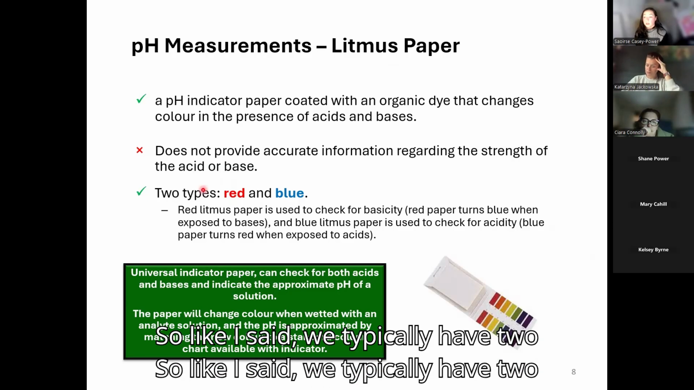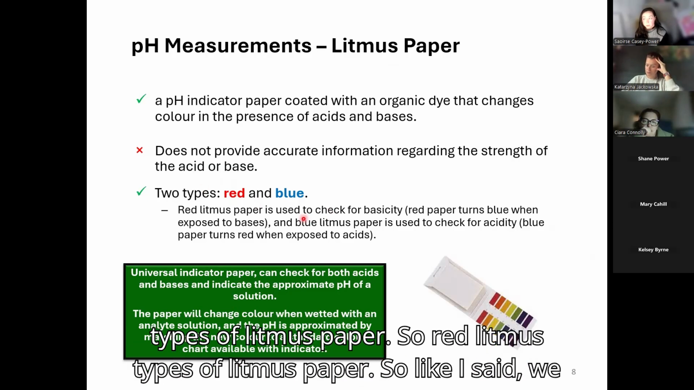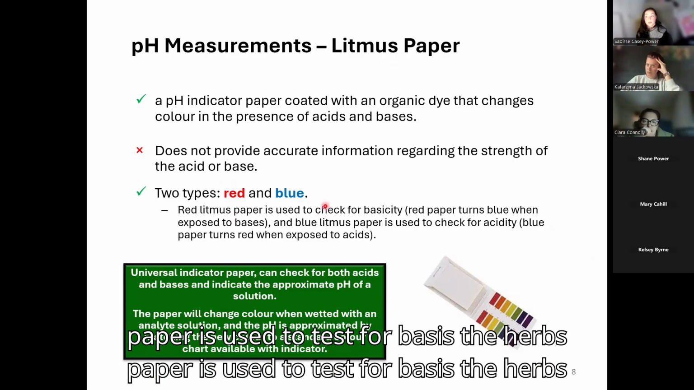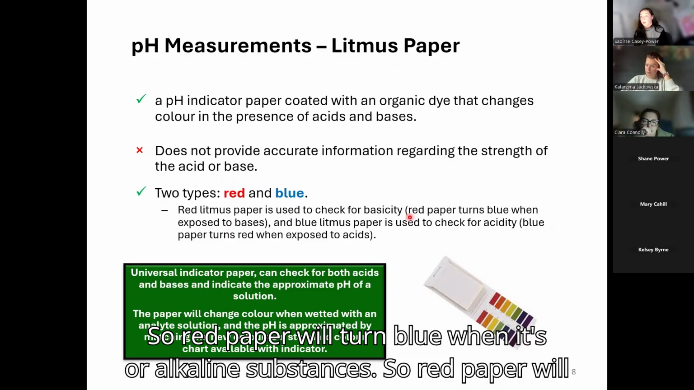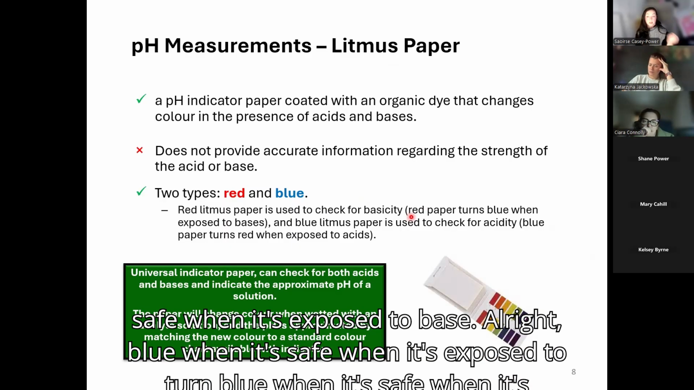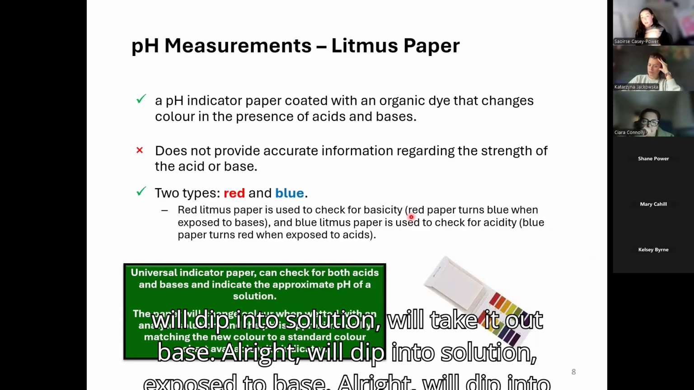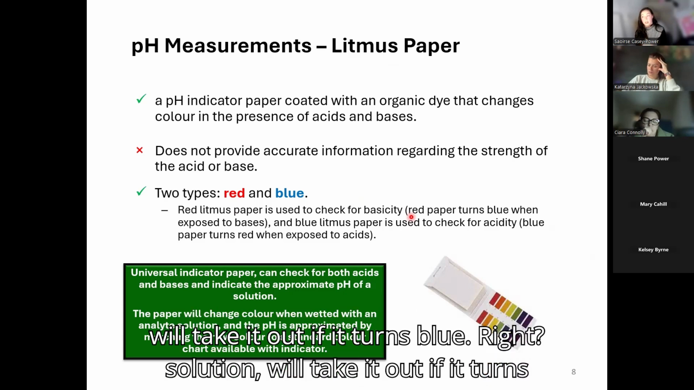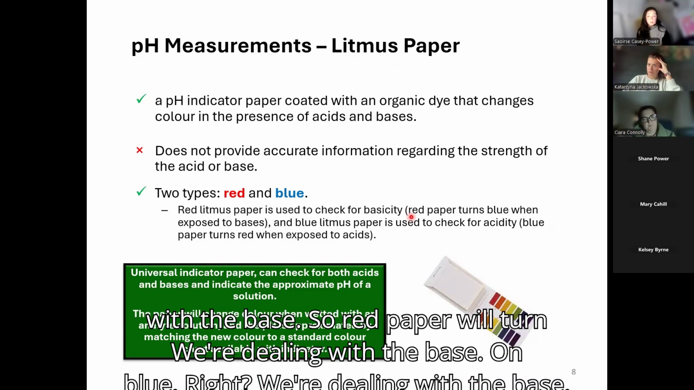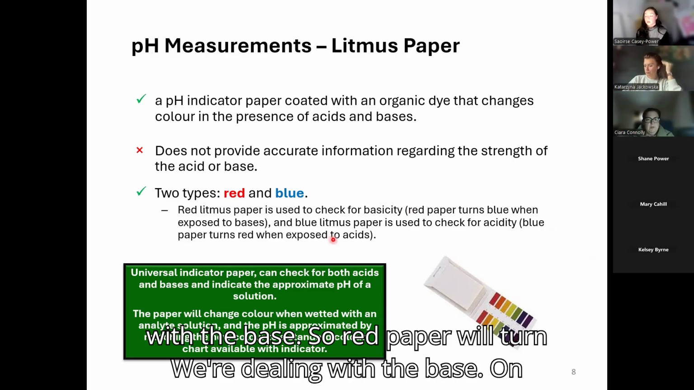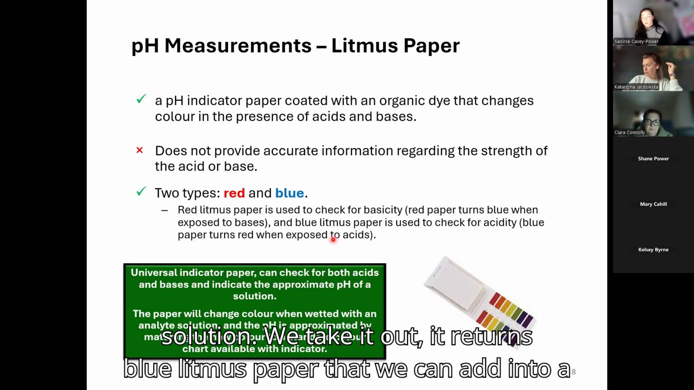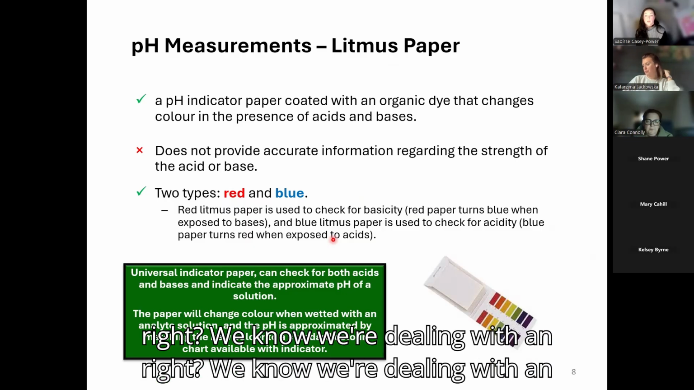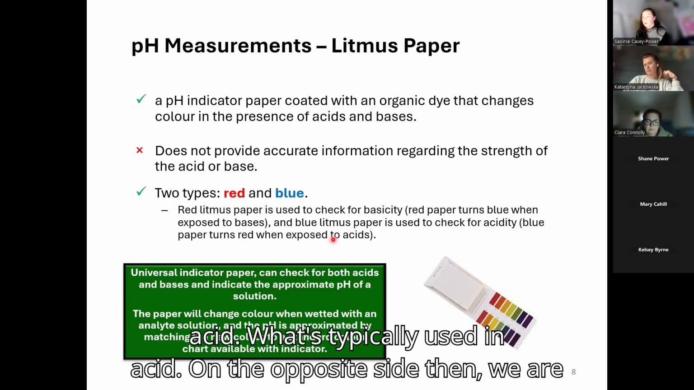Like I said, we typically have 2 types of litmus paper. Red litmus paper is used to test for basicity or alkaline substances, so red paper will turn blue when it's exposed to a base. We'll dip it into solution and take it out. If it turns blue, we're dealing with a base. On the opposite side, we have blue litmus paper that we can add into a solution. We take it out, and if it turns red, we know we're dealing with an acid.